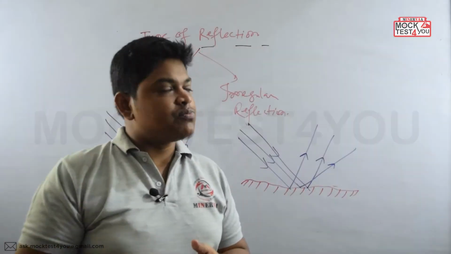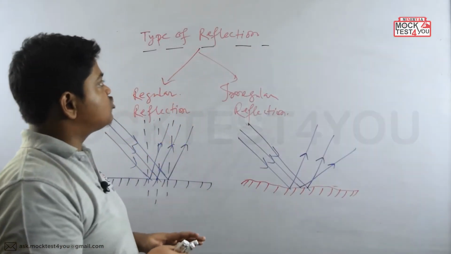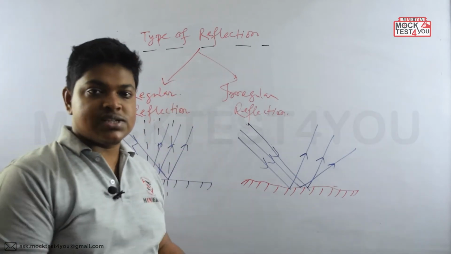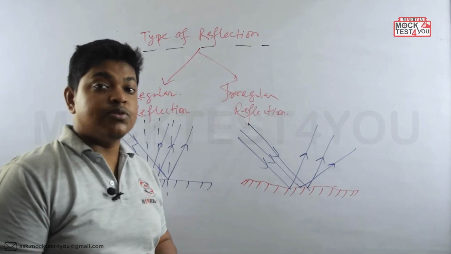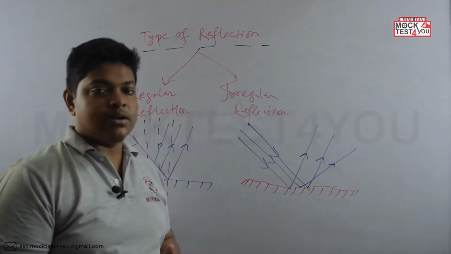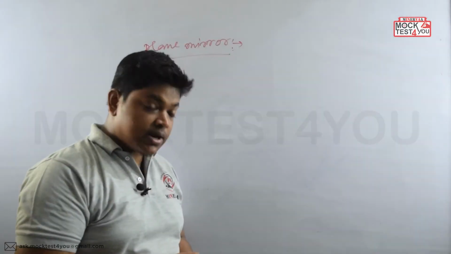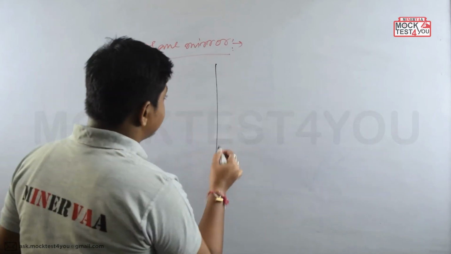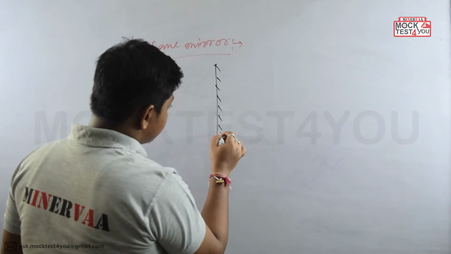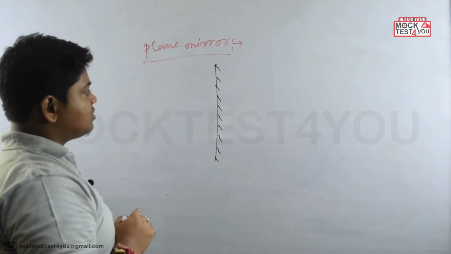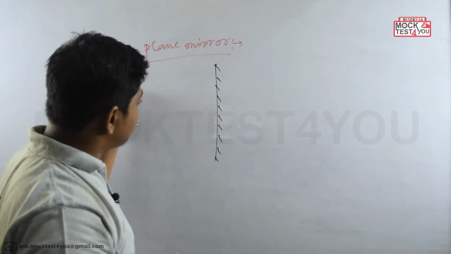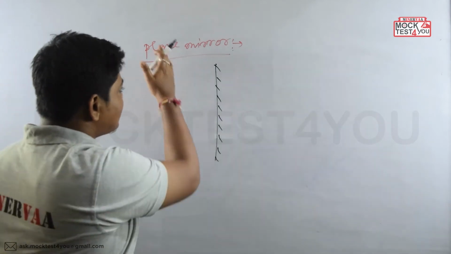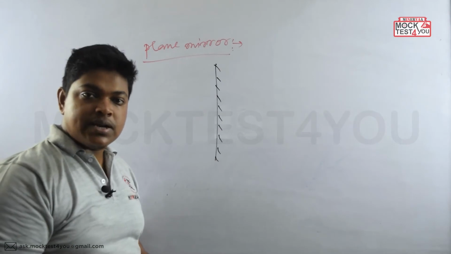Now we'll move to the next portion of our topic. We have covered the types of reflections and so on. Then we'll move to the properties of a plane mirror. So in the case of a plane mirror, what type of reflection are we able to see? Obviously, the regular reflection, because the light rays come in that way and move in the same way. They are not deviated in any other directions, right?